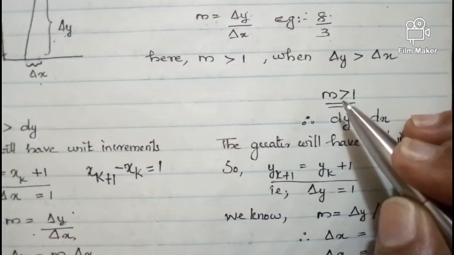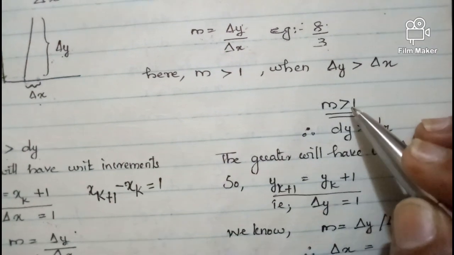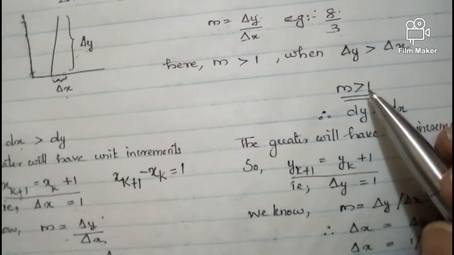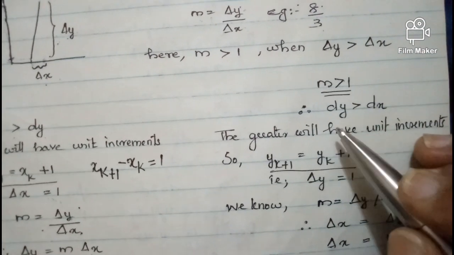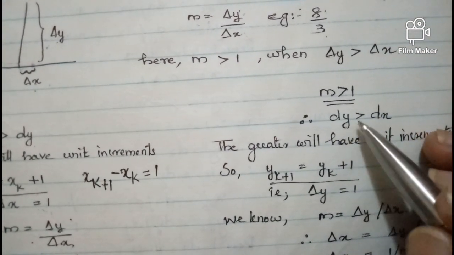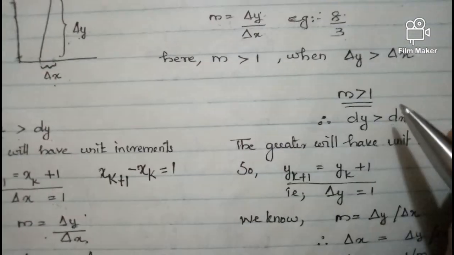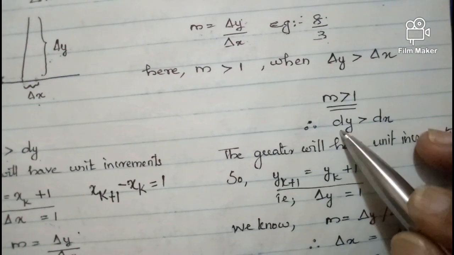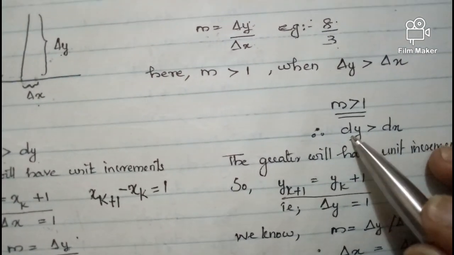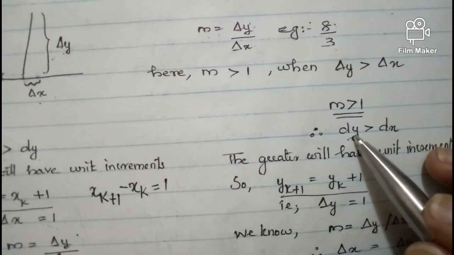Let us move on to the second case. The second case is a line with slope greater than 1. And we already know that all those lines which have slopes greater than 1, therefore dy will be greater than dx. That is, delta y will be greater than delta x. If delta y is greater, it clearly indicates that y increments faster than x.